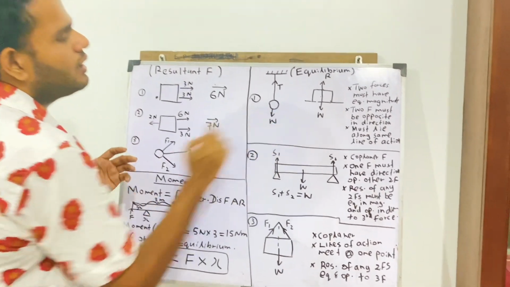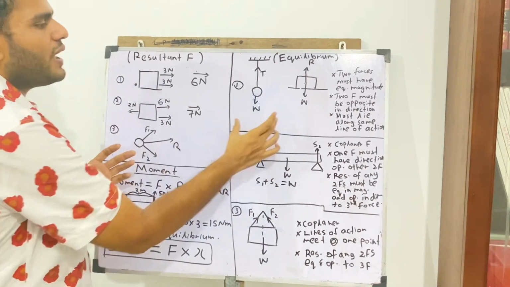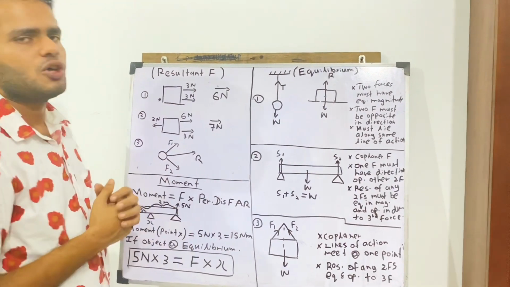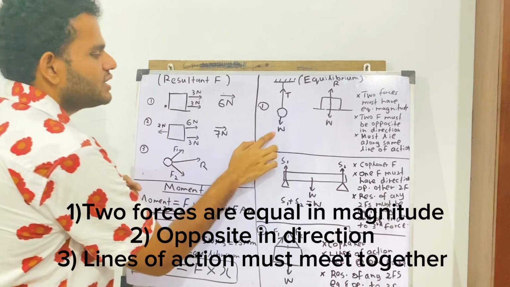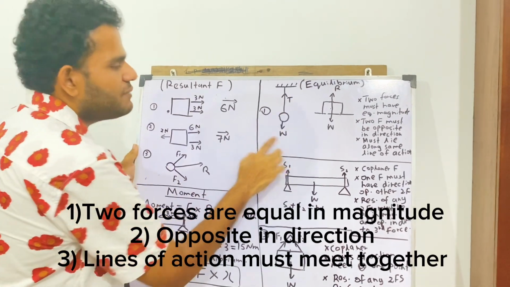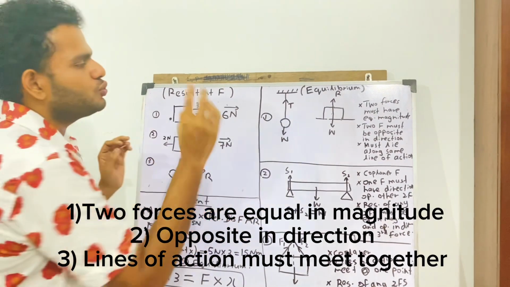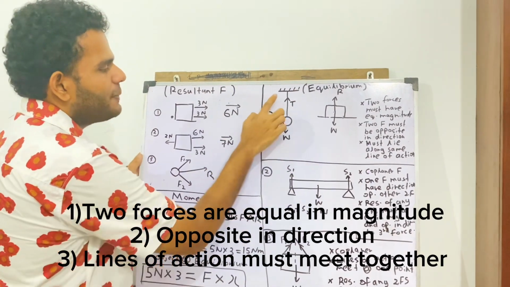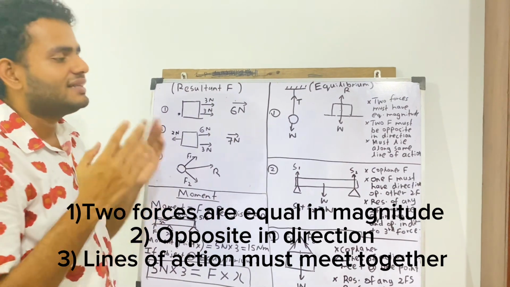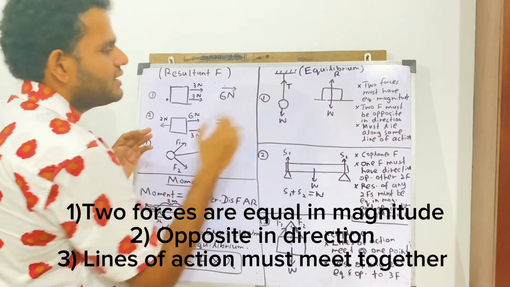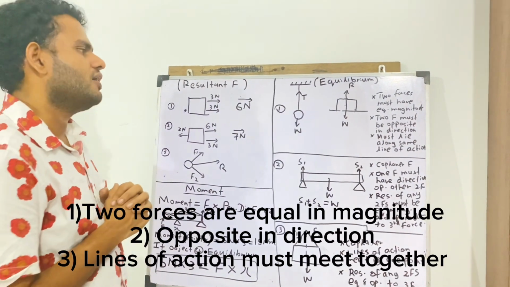When we come to the first situation, when an object is at equilibrium with two forces, always the two forces must be equal in magnitude, right? And also, always the two forces must be opposite in direction. And the third factor is that always the two forces must lie along the same line of action.